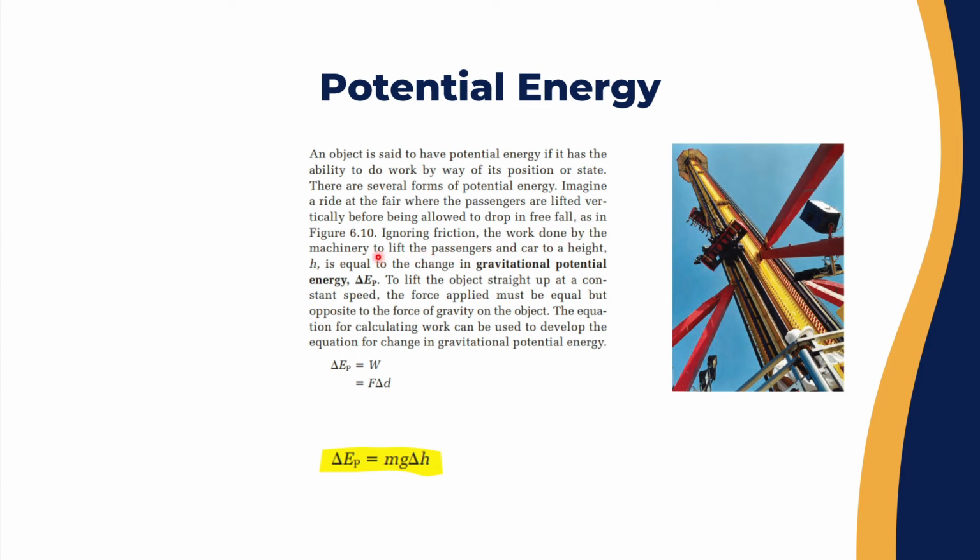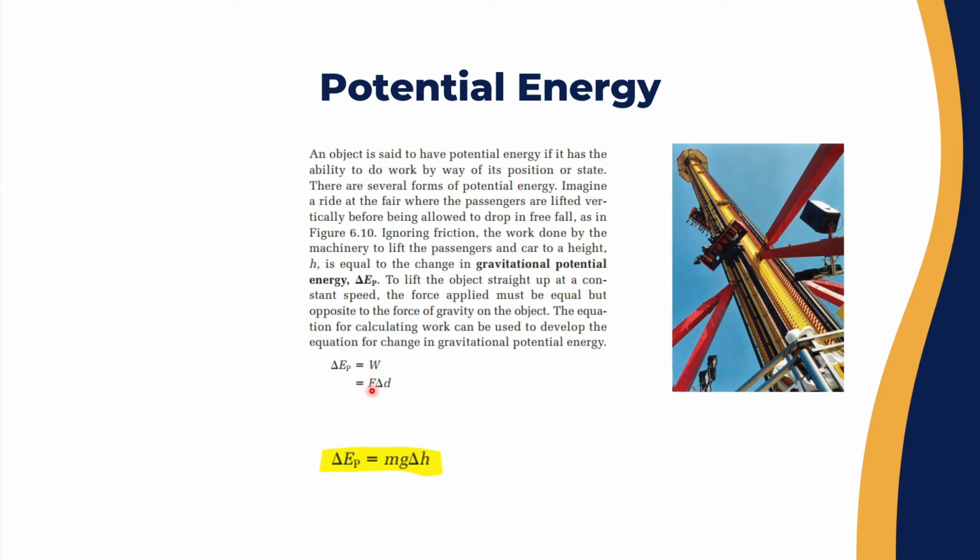The work done by the machine to lift the passengers and car to a height h equals the change in gravitational potential energy, delta E potential. To lift the object straight up at constant speed, the force applied should be equal but opposite to the force of gravity on that object. If you want to represent that in an equation to calculate the work, you can develop the equation of change in gravitational potential energy. Delta E potential equals the work, which equals F by delta D.